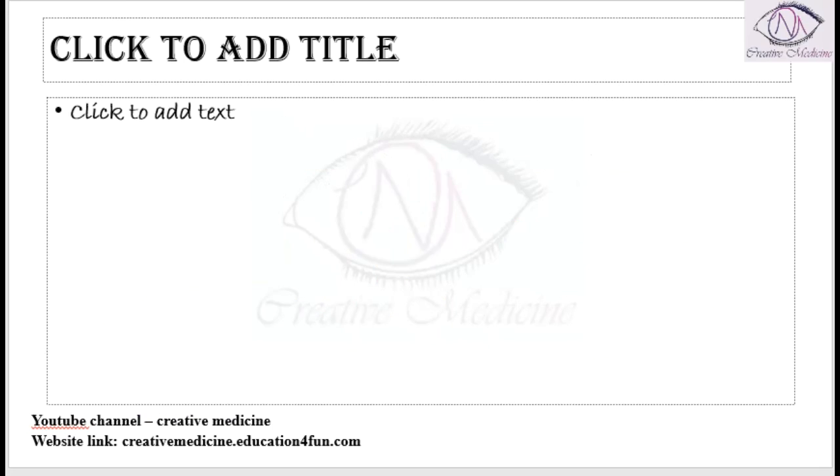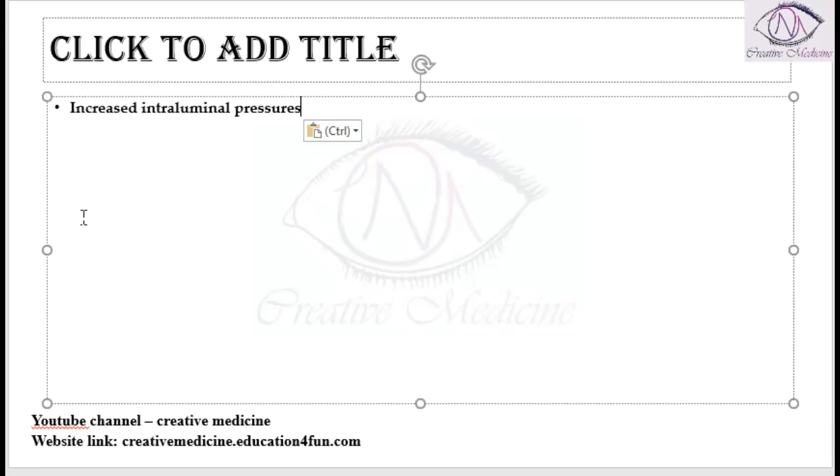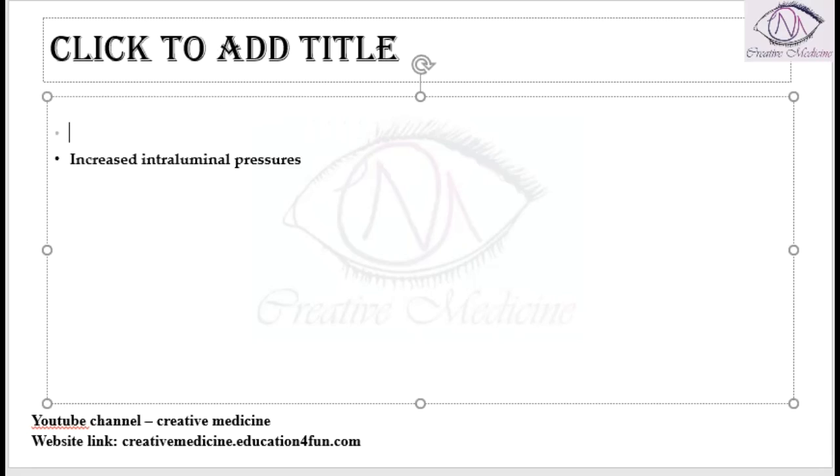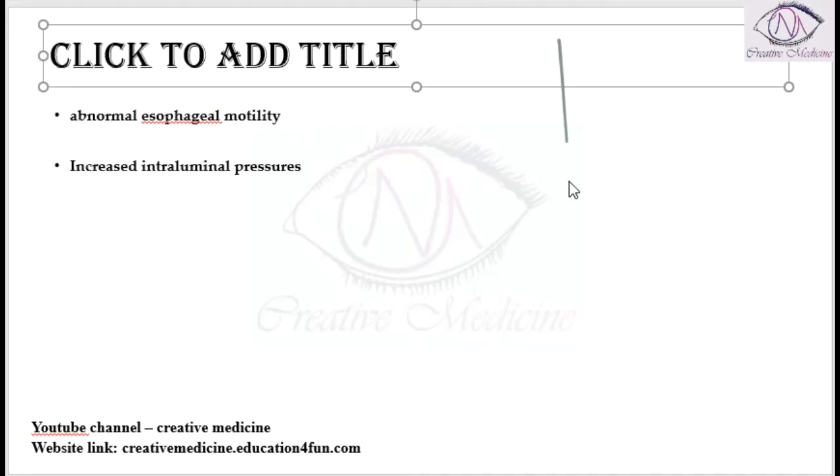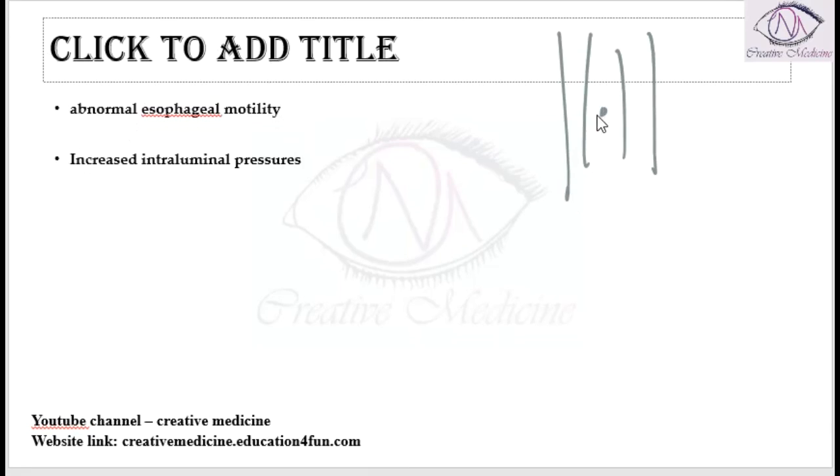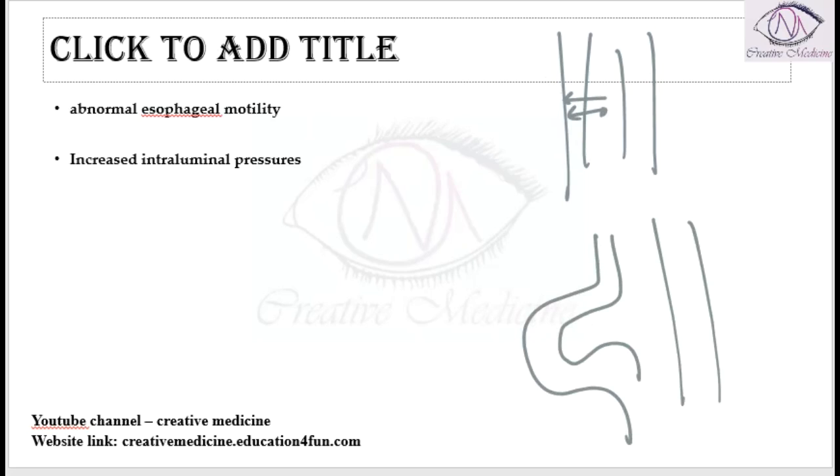So why is this occurring? This is because increased intraluminal pressures occur. It can be due to abnormal esophageal motility, and this abnormal esophageal motility will cause increased intraluminal pressures. When the pressure inside the lumen increases, it will push the mucosa and submucosa, and as a result an outpouching will be seen like this.